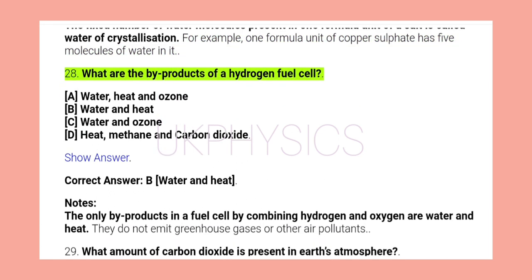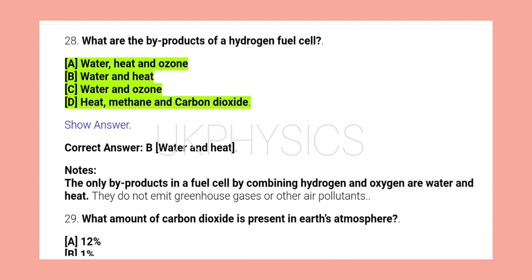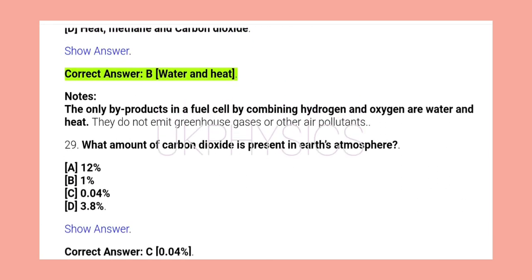28. What are the byproducts of a hydrogen fuel cell? A. Water, heat and ozone. B. Water and heat. C. Water and ozone. D. Heat, methane and carbon dioxide. Show answer. Correct answer B.